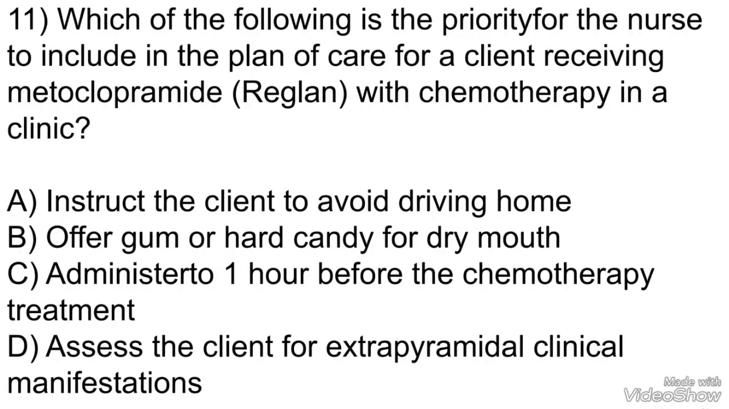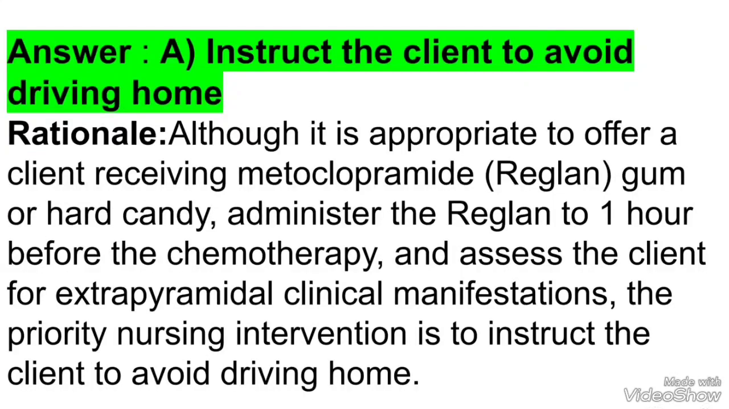11. Which of the following is the priority for the nurse to include in the plan of care for a client receiving metoclopramide with chemotherapy in a clinic? A. Instruct the client to avoid driving home. B. Offer gum or hard candy for dry mouth. C. Administer 1 hour before the chemotherapy treatment. D. Assess the client for extrapyramidal clinical manifestations. Answer: A. Instruct the client to avoid driving home.